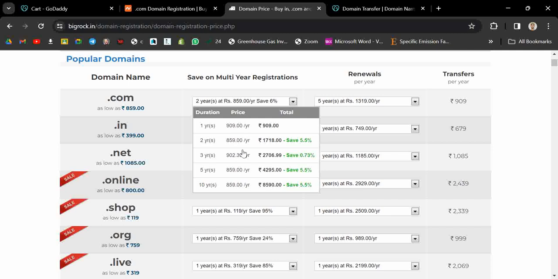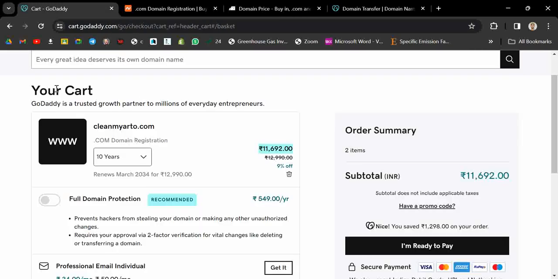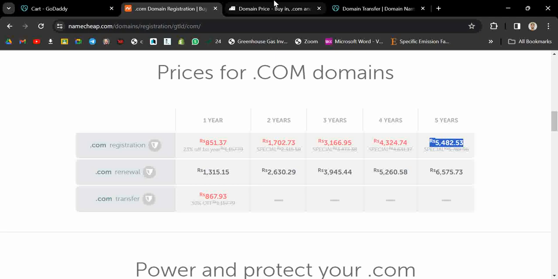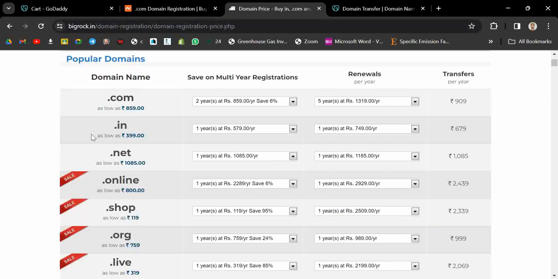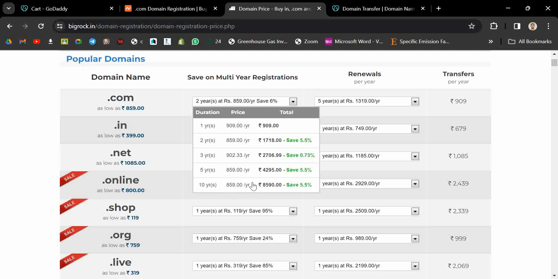So you can switch to BigRock.in for the long-term plans, and you can stick to GoDaddy or Namecheap or BigRock, either of them, for a 1 year or 2 year plan. But in the long run, definitely BigRock.in is saving your money on a large scale.